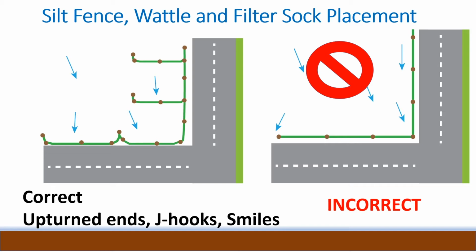The steeper the slope, the closer the silt fence, waddles, or socks should be spaced. Larger diameter waddles and filter socks should be used on steeper slopes. The incorrect method is shown on the right, with long runs of silt fence that are not placed on the contour and they don't have upturned ends.